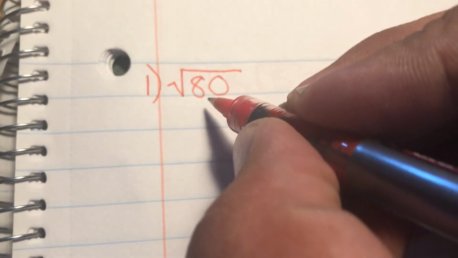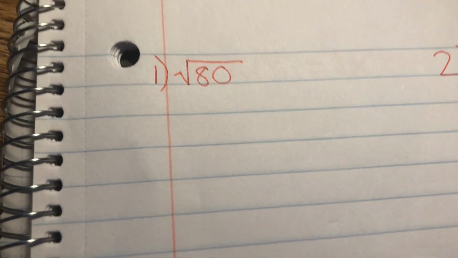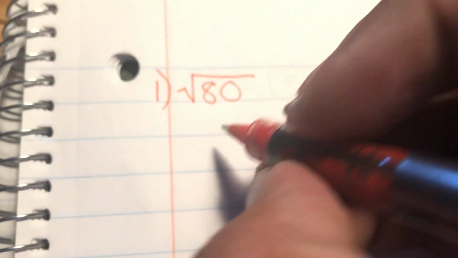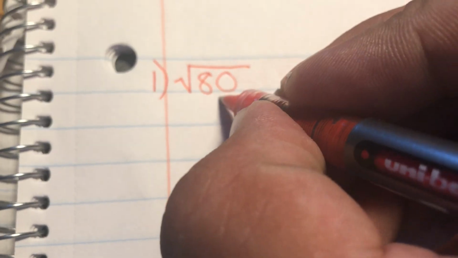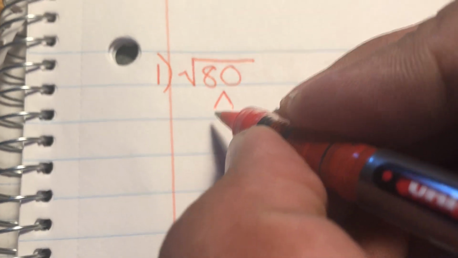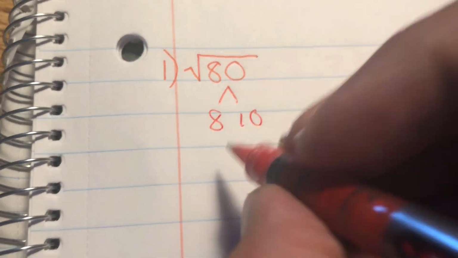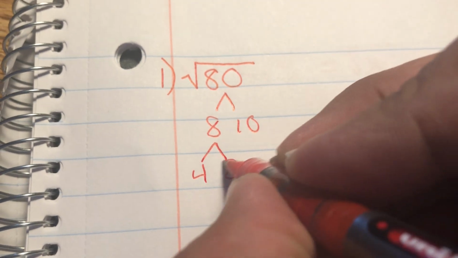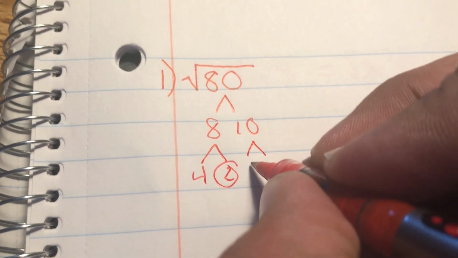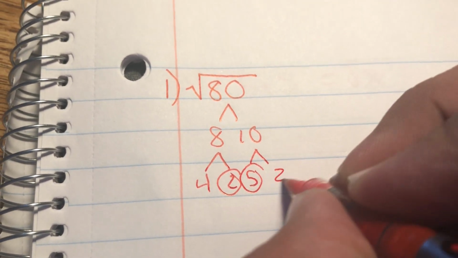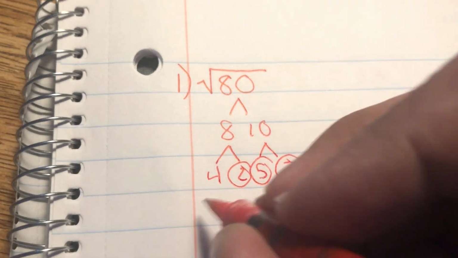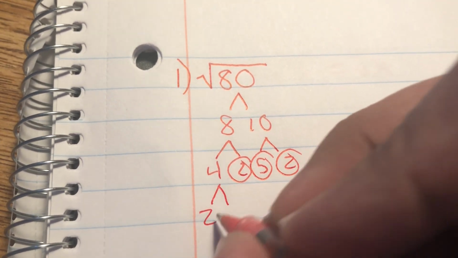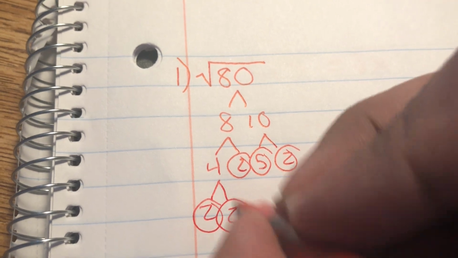So we're going to simplify all of these numbers, all of the ones in the first four. We're going to be simplifying. So we need to check this. We're going to do the tree. That's 8 times 10. This can split to 4 times 2. This can split to 5 times 2. Now I'm circling all prime numbers, and then I'm going to shrink it to 2 times 2.